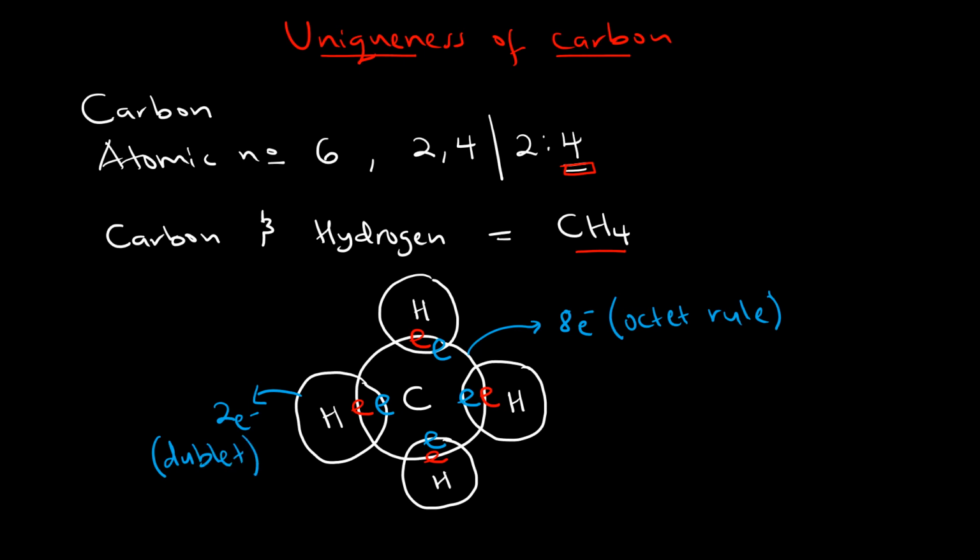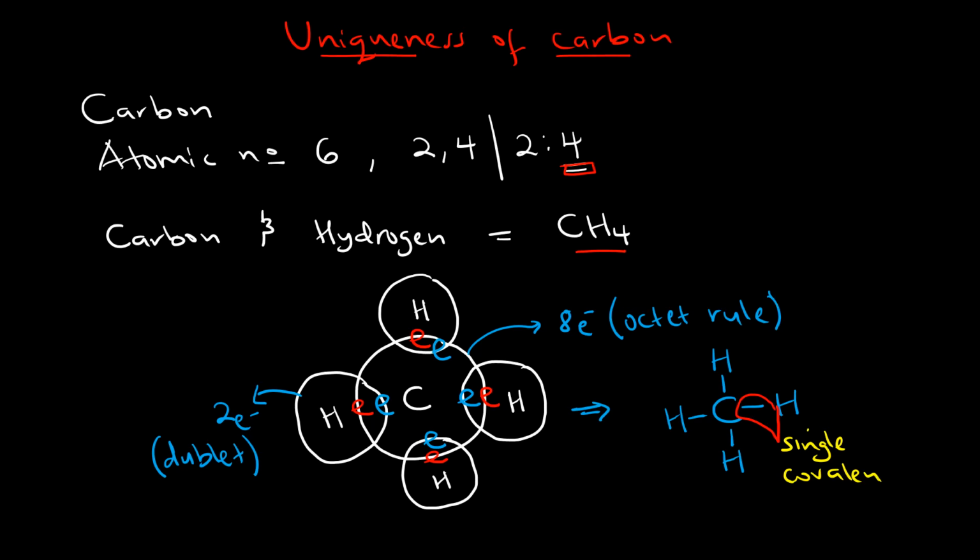So this structure can be represented as carbon in the center and then the 4 hydrogen atoms covalently bonded to carbon by single bonds. One thing to know when we look at organic chemistry is that the covalent bond is usually represented by a dash. So this is the covalent bond. So here we have a single covalent bond.